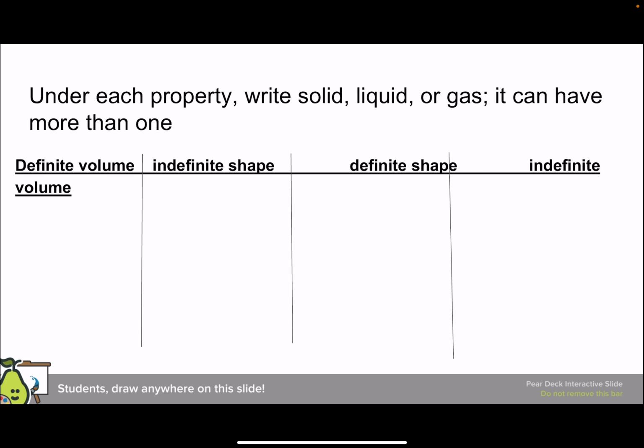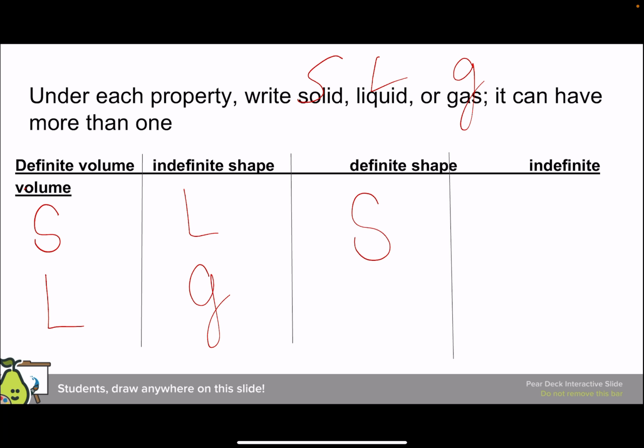So now, it says, under each property write S for solid, L for liquid, or G for gas. It can have more than one. So our definite volume is not only going to be solid, but liquid too. Our indefinite shape is going to be our liquid and our gas. Our definite shape is only solid, and our indefinite volume is going to be our gas property for it.